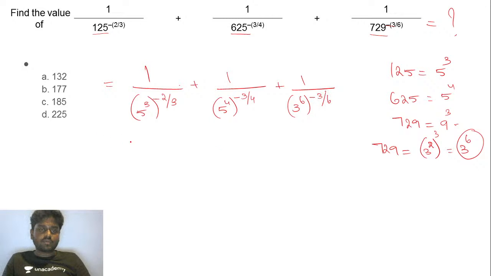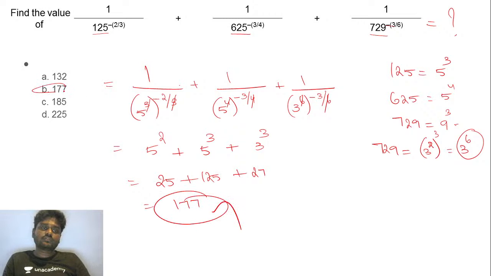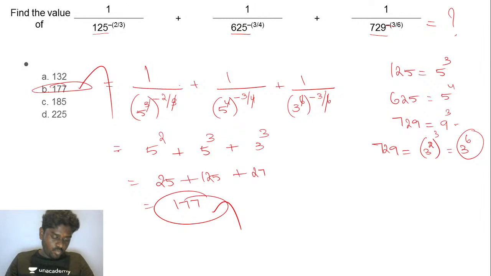Right. So what I can do exactly now, let me take this, 3 gets cancelled, 4 gets cancelled, 6 gets cancelled, and let me take this 5 power minus 2 to the numerator so that it will become 5 power plus 2 plus 5 power 3 plus 3 power 3. That's it. So it's going to be 25 plus 125 plus 27. So we'll be getting 177. So the answer is option B, 177 will give you the right answer for the given question.